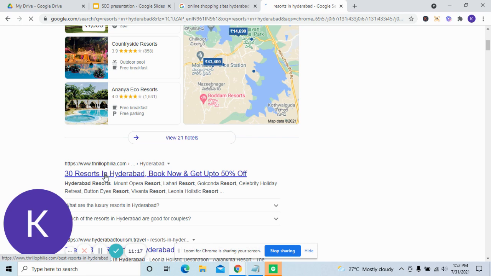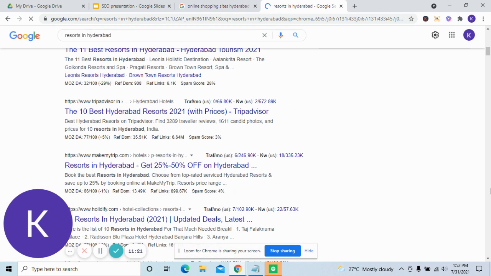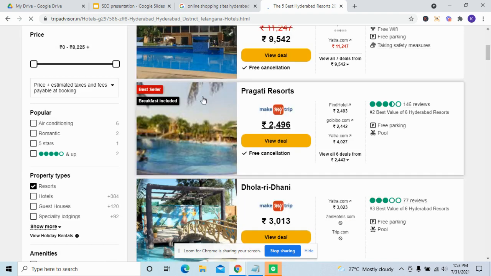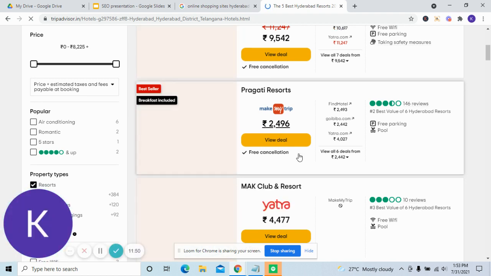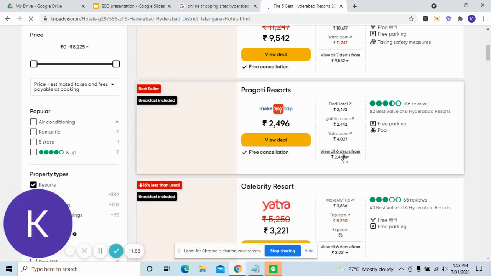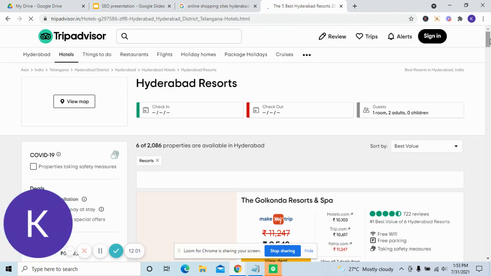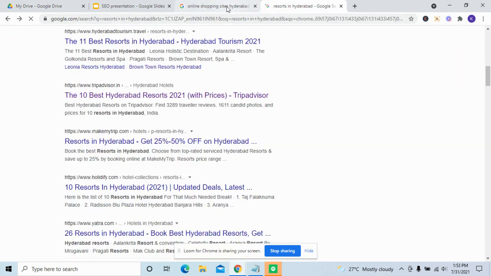So these are the services: book now and get up to 50% off. But they see the top 10 best Hyderabad resorts with prices. This is some kind of real information that the blogger is providing to the user who is in need of it. So the user wants to know what are the best resorts in Hyderabad. This blogger is going to give you information like Pragati resorts, the cost, free parking, the best value of 6 Hyderabad resorts, and the reviews.